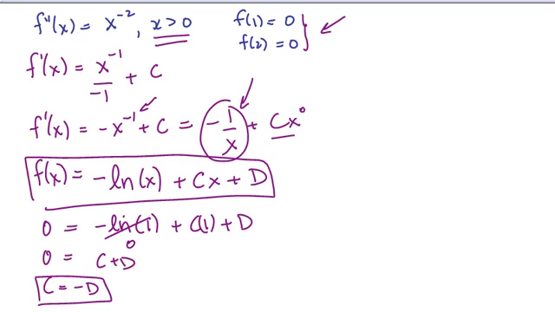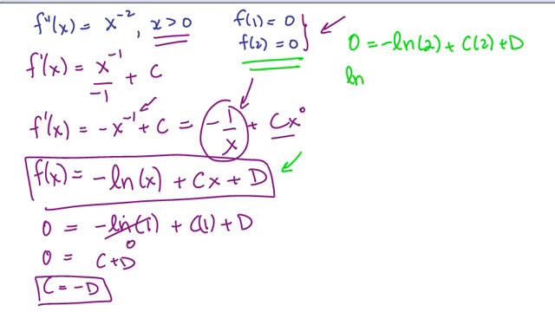So I'm going to again apply the second condition. So y is 0 when x is 2. So that means I've got log of 2, moving this over to the other side, adding log 2, equals 2c plus d. So I've got two equations and two unknowns.